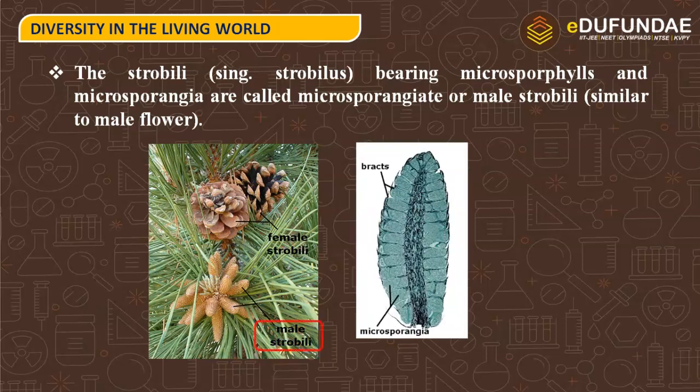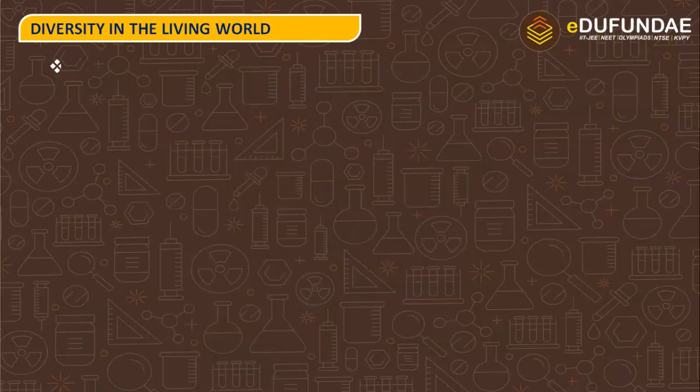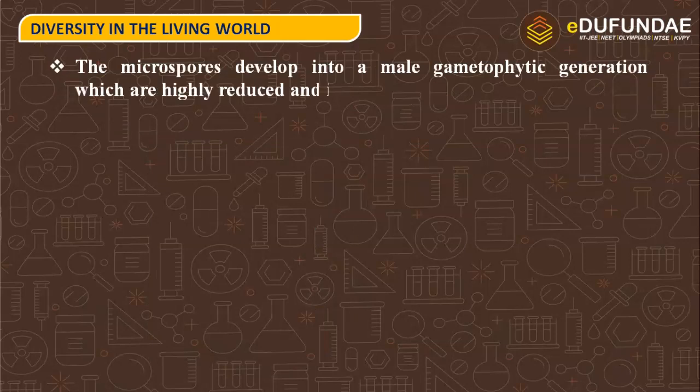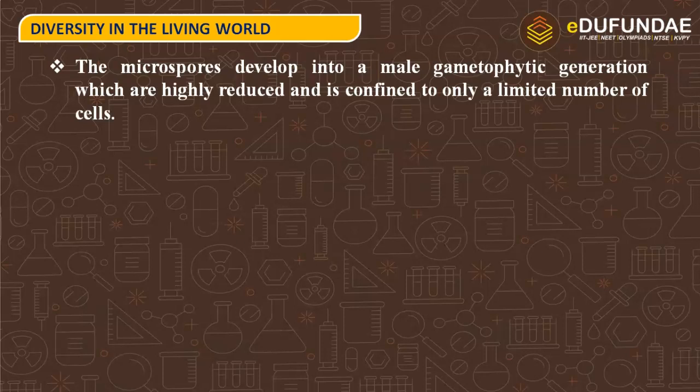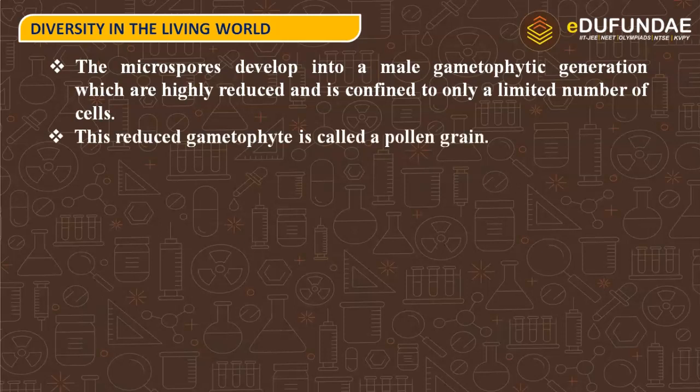So this is the anatomical structure of the male strobilus, in which we can see the microsporangia present and the bracts. These are the scales, and the microsporangia are present inside those. Next we see the microspores develop into a male gametophytic generation which is highly reduced and is confined to only a limited number of cells. This reduced gametophyte is called the pollen grain.